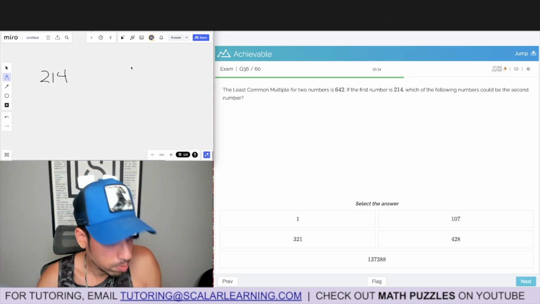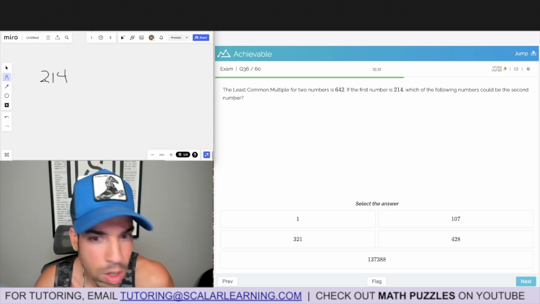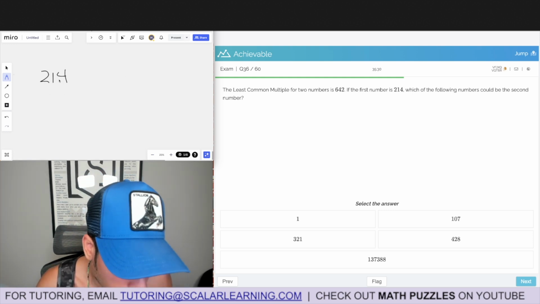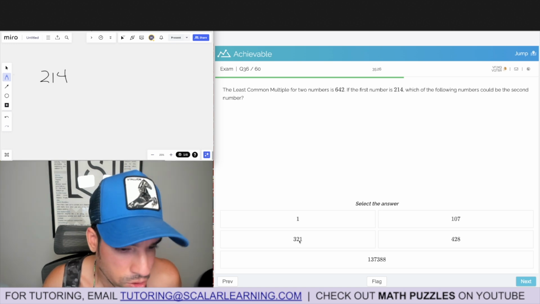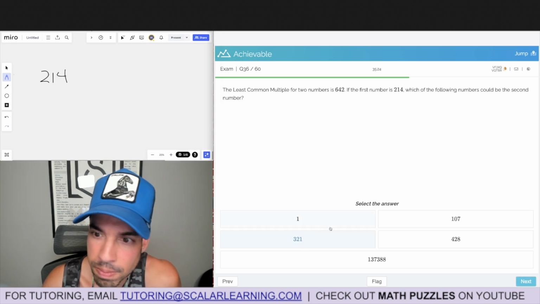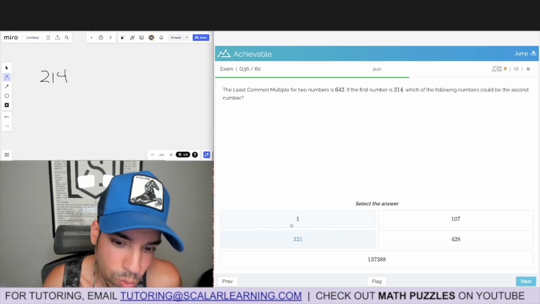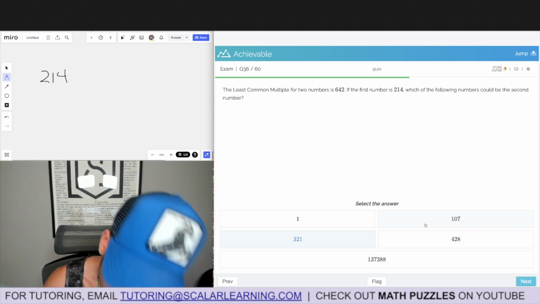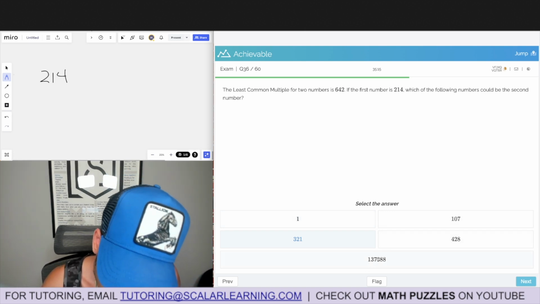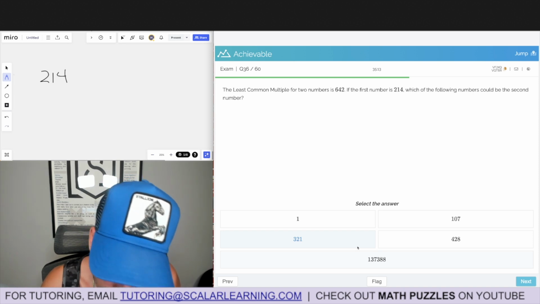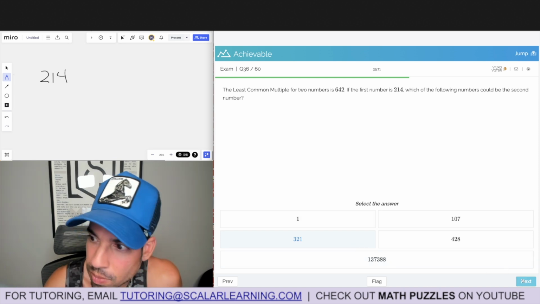Okay, so the least common multiple is 642. So 3 times this is 642. 2 times this is 642. It could be this. It's not 1, because then it'd be 214. It's not 107, it'd be 214. It's not 428, because it'd be 428. It's not this, because then it would be bigger than this, so it's got to be 321.